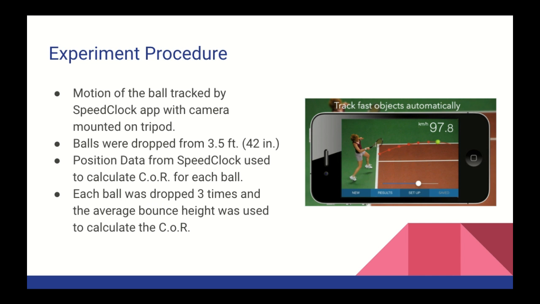All the balls were dropped from 3.5 feet, or 42 inches high, and each ball was dropped 3 times, and the average of the bounce height was what was used to calculate the coefficient of restitution. This was done in order to eliminate any errors that could happen if there was a bad toss or a drop that had too much spin. Then the position data from the Speed Clock app was used to calculate the coefficient of restitution for each ball.